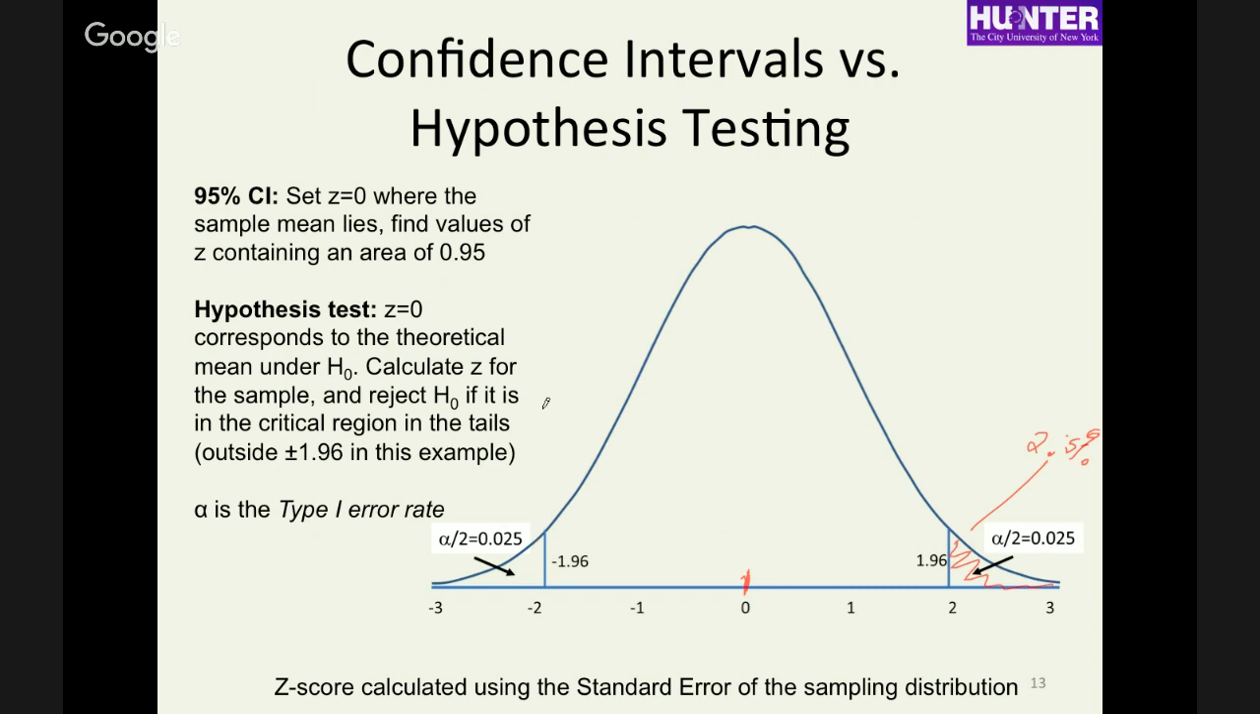And alternatively, if we're thinking of this as a hypothesis test, in the confidence interval, we set z equals 0 where the sample mean lies and put the intervals at plus or minus the sample mean. In the hypothesis test, z equals 0 corresponds to the theoretical mean under the null hypothesis, and then we'll calculate z for our sample. And if that value of z falls somewhere outside in these tails, then we'll reject our null hypothesis. Looks like there's a question.